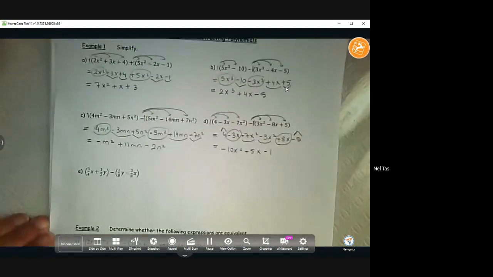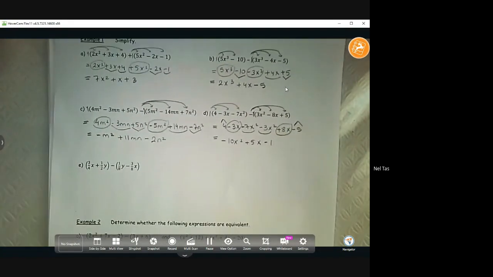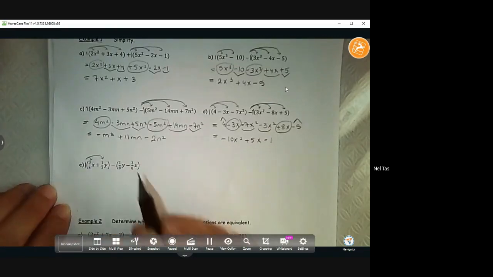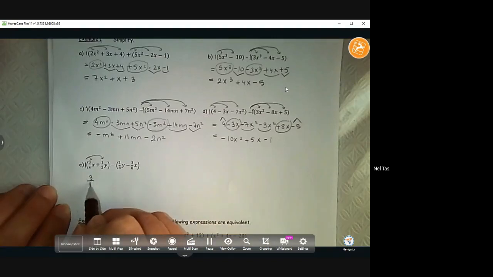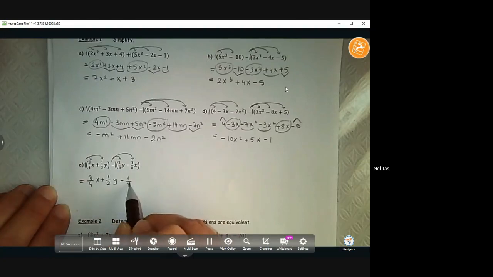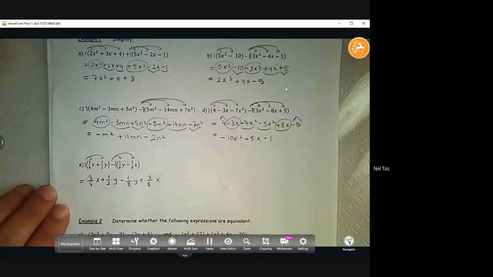Now let's look at part E. So first bracket, again, we don't see any number in front of it. It means there's positive 1. So 3 over 4x plus 1 over 2y. Now we see a negative sign in front of the second bracket. There is negative 1 then. So distribute that negative 1. Negative 1 over 8y plus 3 over 8x.